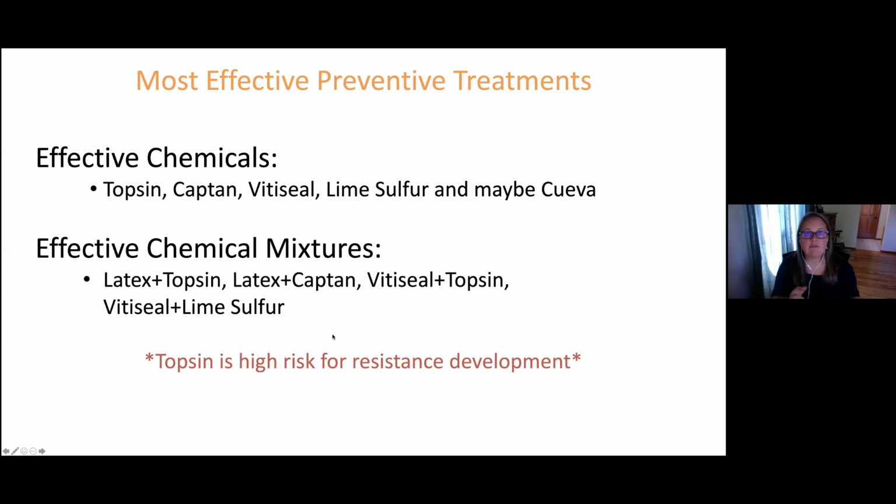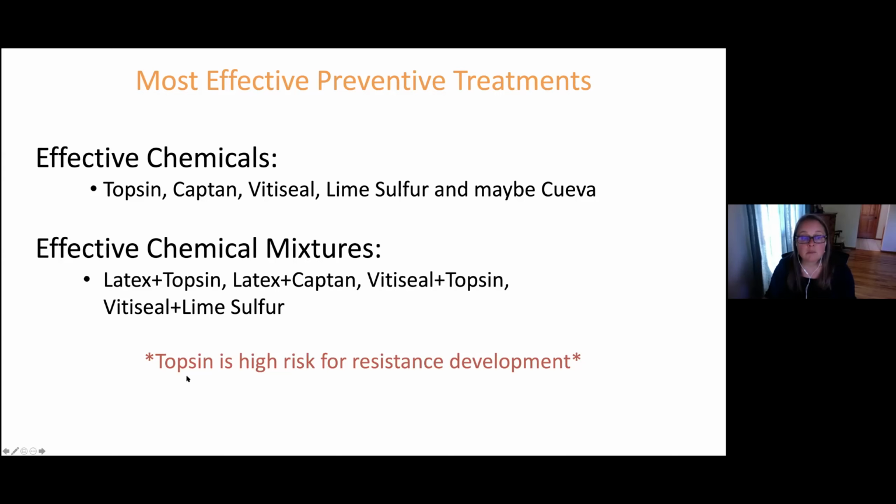So basically what we have now, which growers didn't necessarily have before, is Topsin, Captan, potentially Vitaseal, lime sulfur, and maybe Guava. So there are some options that growers can start applying. We have always applied them basically on a pruned area, a pruned branch. But we need to do some more work to see if we can do more foliar sprays and how effective that is. These mixtures also work: latex with Topsin, latex with Captan, Vitaseal with Topsin, and Vitaseal with lime sulfur.